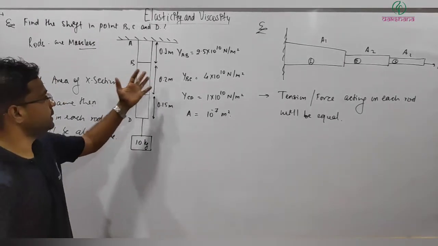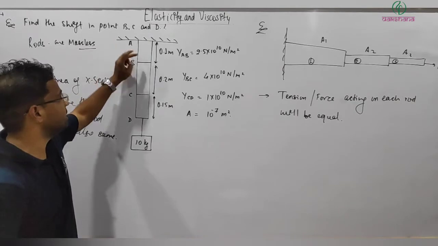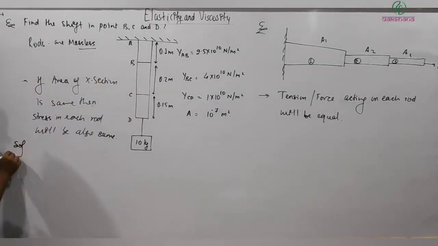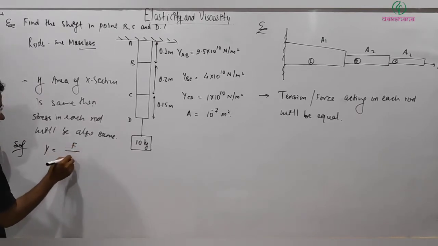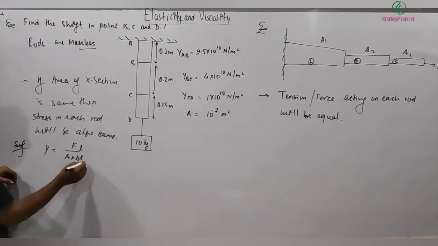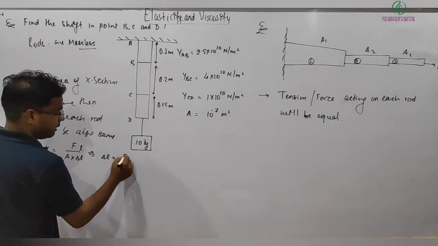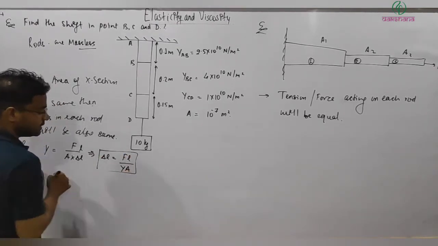Now we have been given everything. Let's calculate the elongation in part AB. Its length is given as 0.1 meters. We already know Young's modulus is equal to stress, that is force divided by area, multiplied by L divided by delta L. Rearranging it, the extension is given by FL divided by Y into A. So this is the general expression.